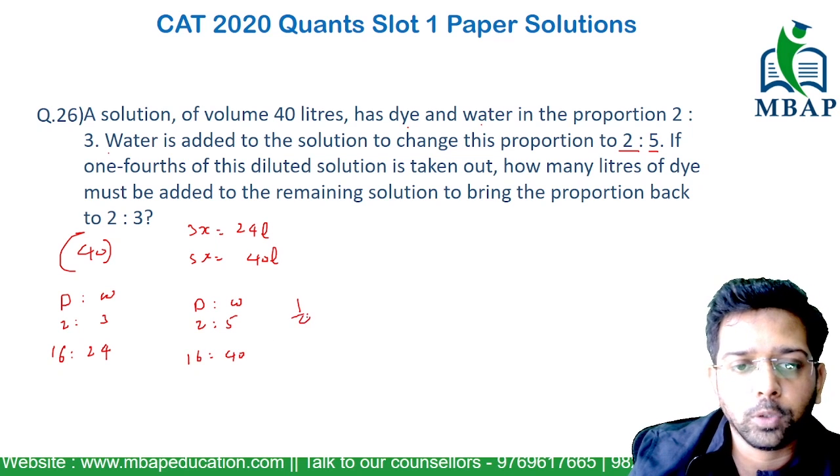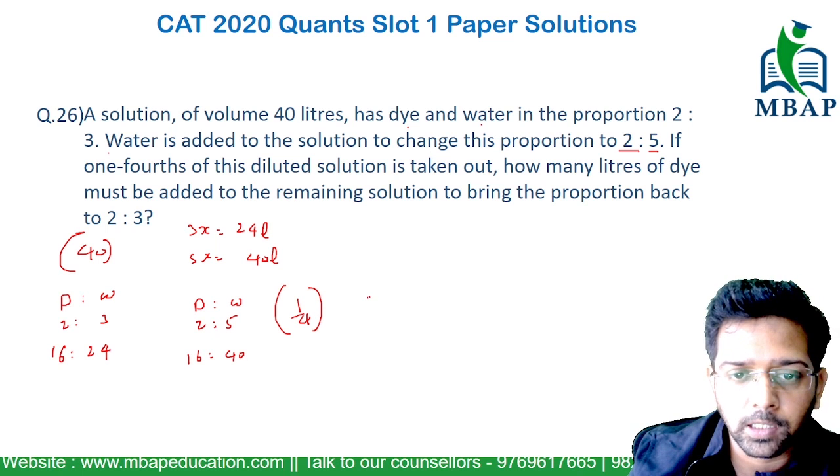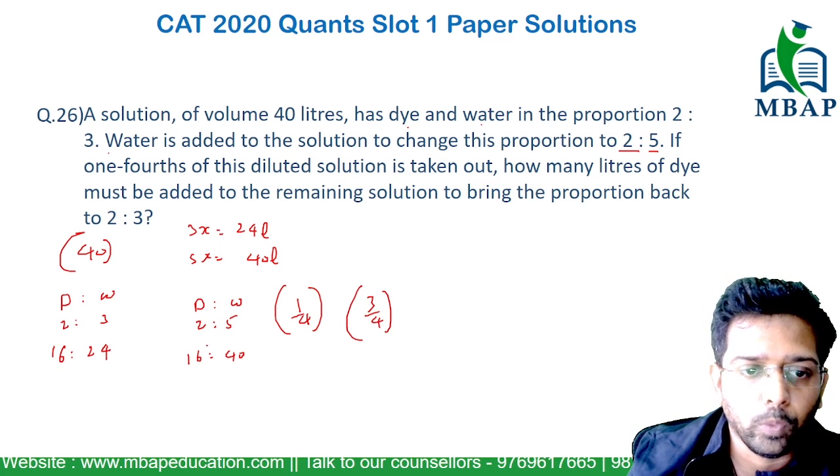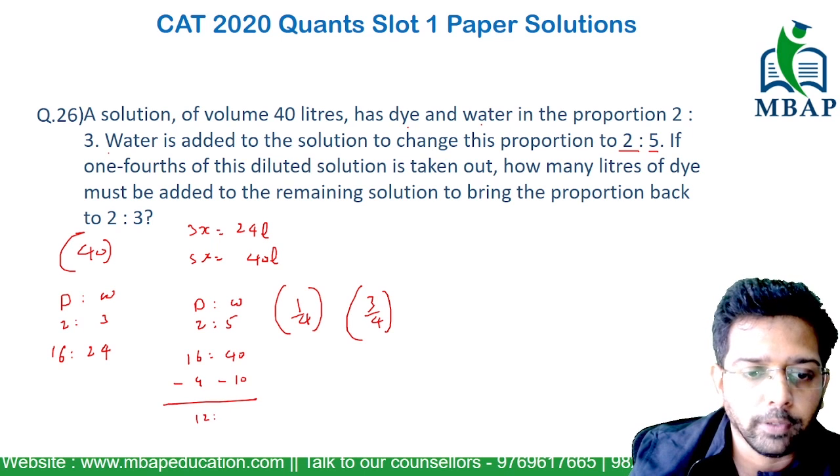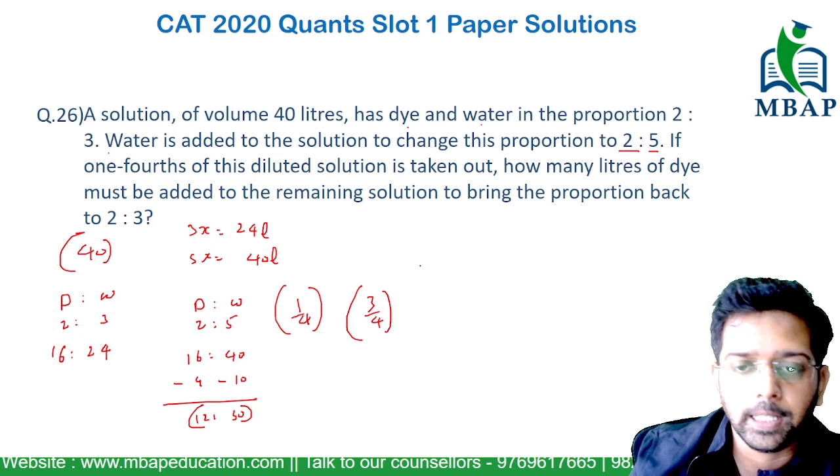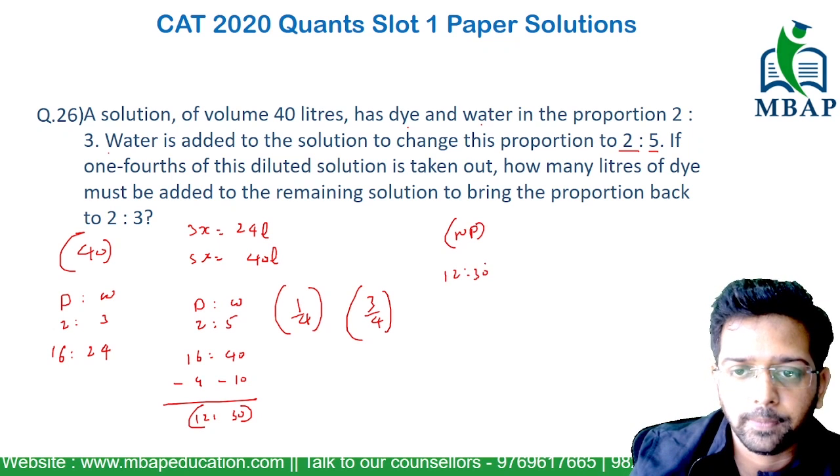Now they are saying 1/4 has been taken out. If 1/4 of the diluted solution is being taken out, so left is 3/4. 1/4 of 16 will become 4, 1/4 of 40 will become 10. So minus 4, minus 10 will become 12:30. This is the new proportion which I have found, which is 12:30.